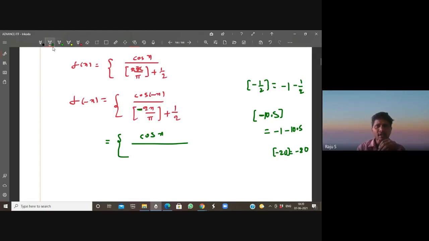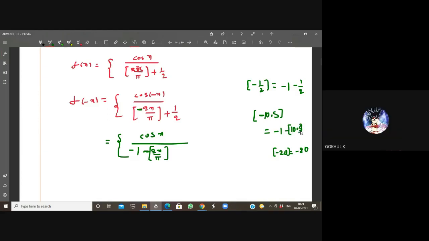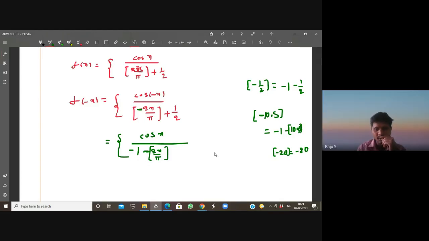So in the same way, what is the value we are going to get? The greatest integer of minus 2x by pi, then here minus 1. Sorry, can you explain once again, sir, how that minus 1 came? Yeah, minus 1. So look at here.